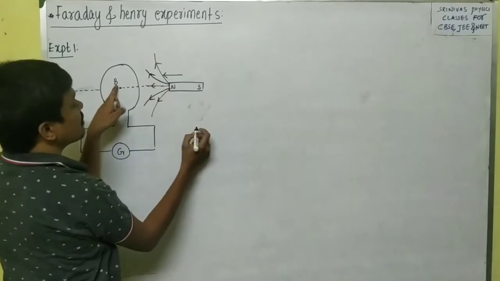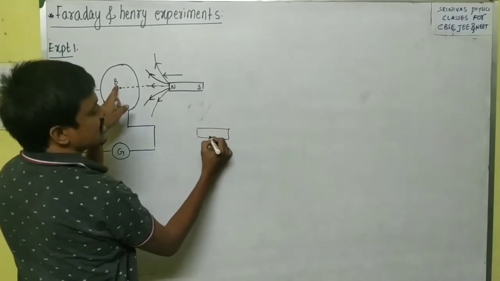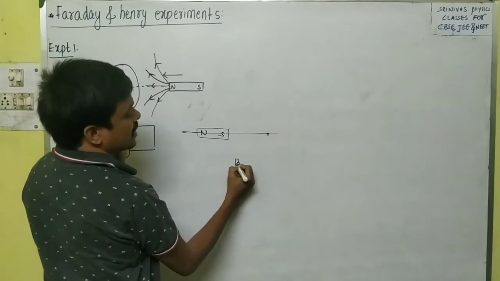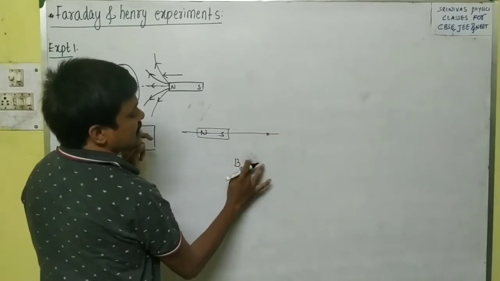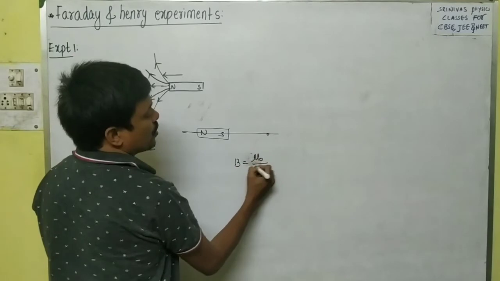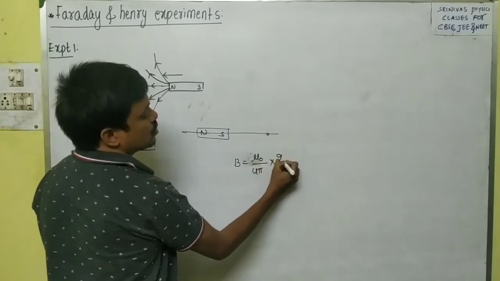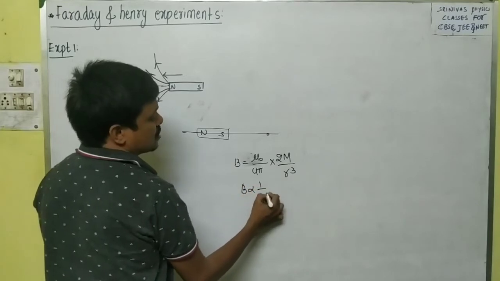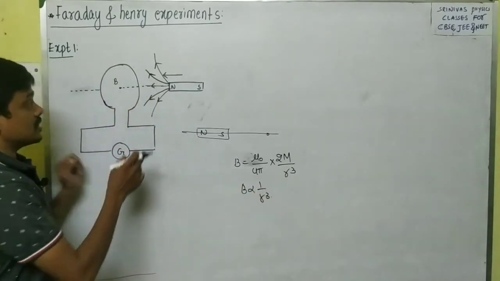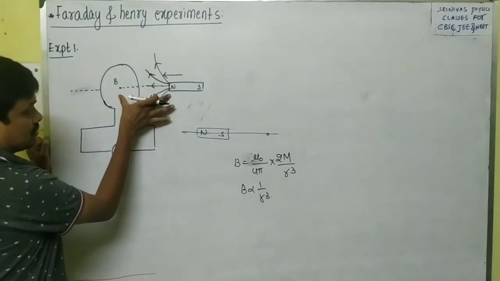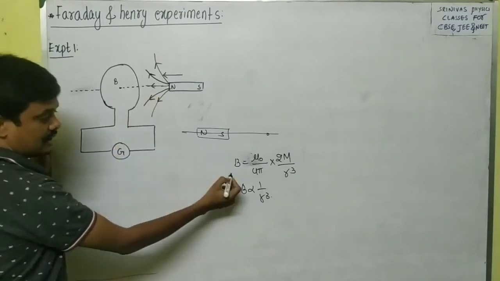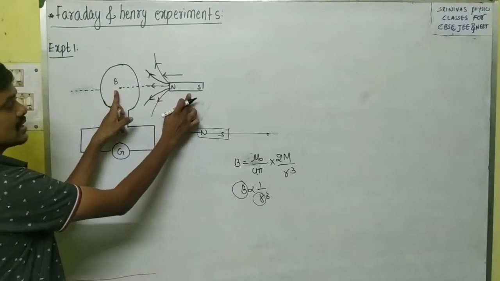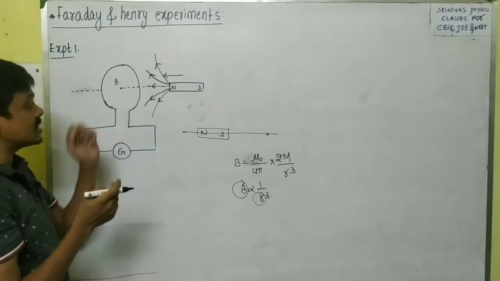On the axis, this is the north pole, this is the south pole. On the axis, the magnetic field formula in the case of a short dipole is mu naught by 4 pi into 2M by r cube. The field is inversely proportional to the cube of the distance. That means when the distance decreases, the field increases. This is the distance, r is the distance. When the distance decreases, the field increases.